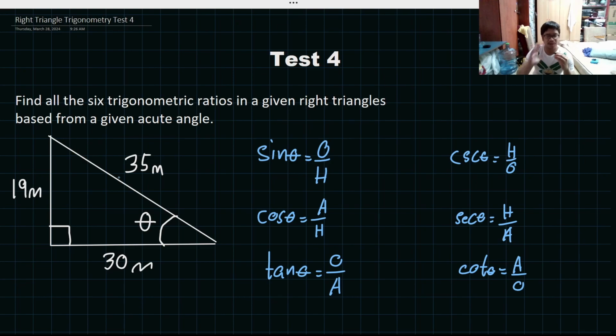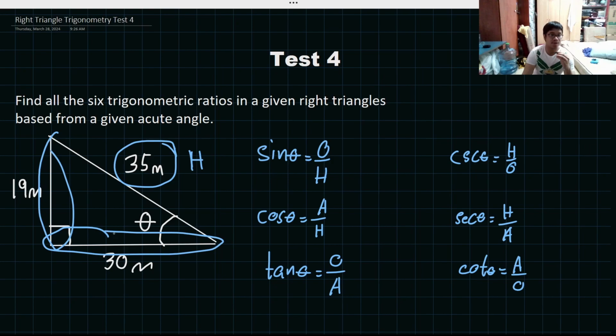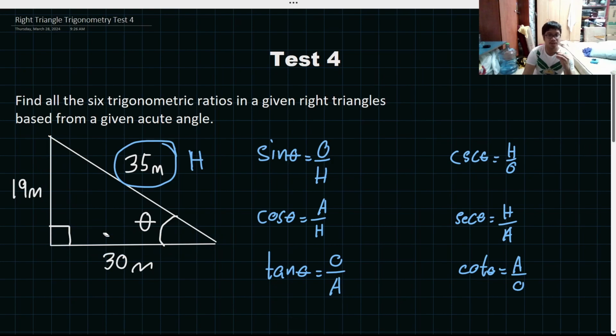The hypotenuse is very obvious, which is the diagonal side or the longest side. So 35 meters, this side right here, is your hypotenuse. Now, how about opposite and adjacent? The opposite side and adjacent side are the legs of your right triangle. But the question is, which one is your adjacent and which one is your opposite?